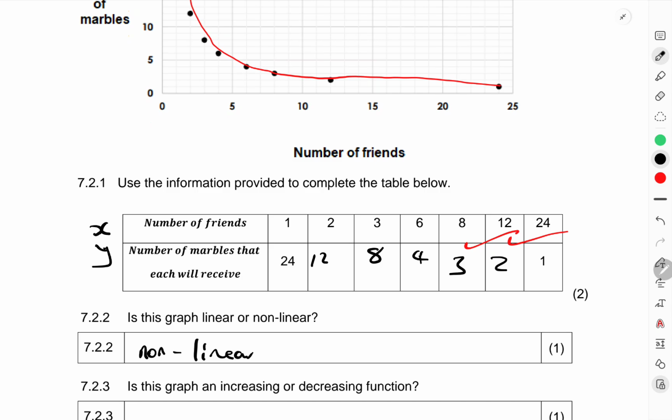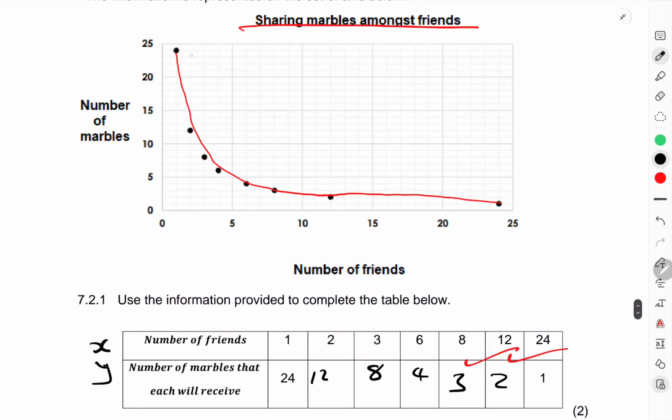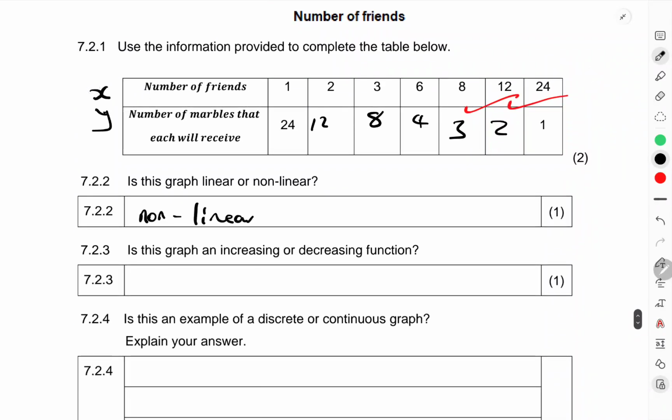Is the graph increasing or decreasing? Increasing means the graph is going up. Decreasing means the graph is going down. But then if I try to construct my dots here, this is the shape that I did. I was moving down, meaning my graph is going to be a decreasing function. Therefore, the answer here is going to become decreasing function.